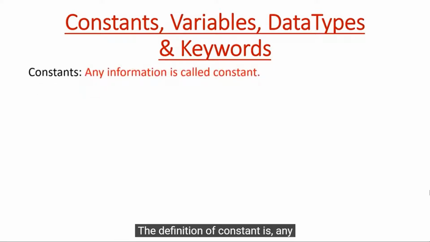The definition of constant is any information is called a constant. As you learned in mathematics, constant means whose value is not changed. So same thing here as well. Let's understand in detail. First of all, tell me what is the purpose of making a software? It's very simple. The purpose is to manage any information.